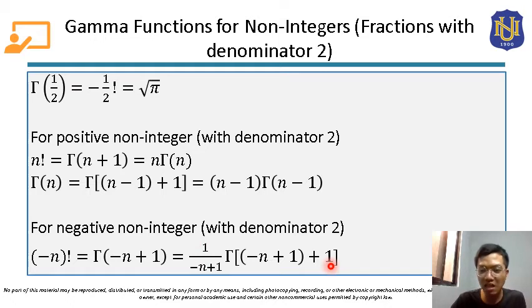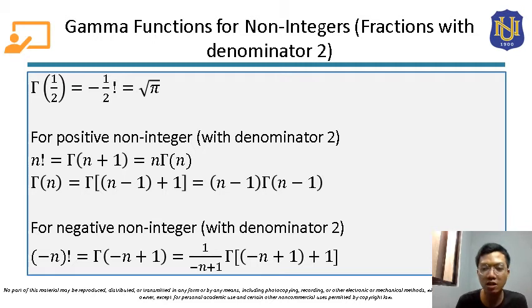We will see the use of this, why we added 1 here. And again, if we add 1 here, we have to multiply this by 1 over negative n plus 1, so that this function will not be changed. We will apply these concepts in solving for factorials of non-integers, or specifically fractions with denominator 2.